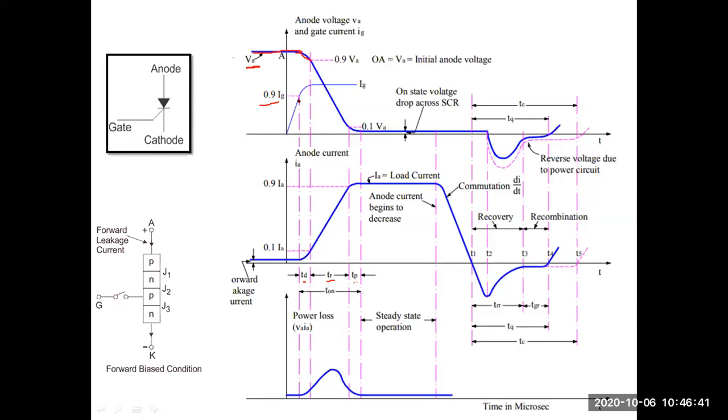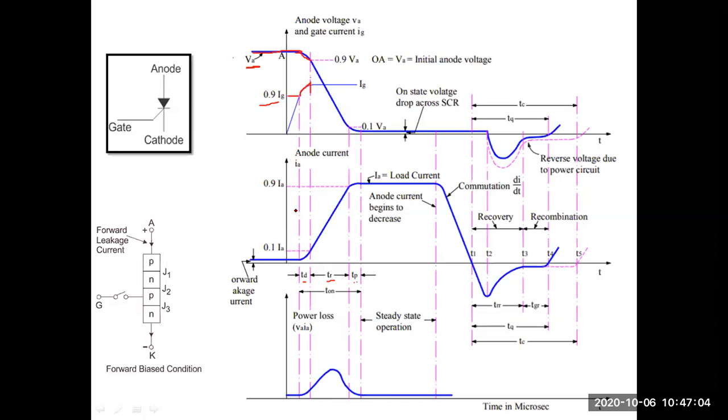Sorry, once again, the time taken for the gate current to reach from 90% to 100% of the gate current, or the time taken for the gate current to reach 0.9 Ig to Ig. I hope you can see the markings here. So this is the time for the gate current.